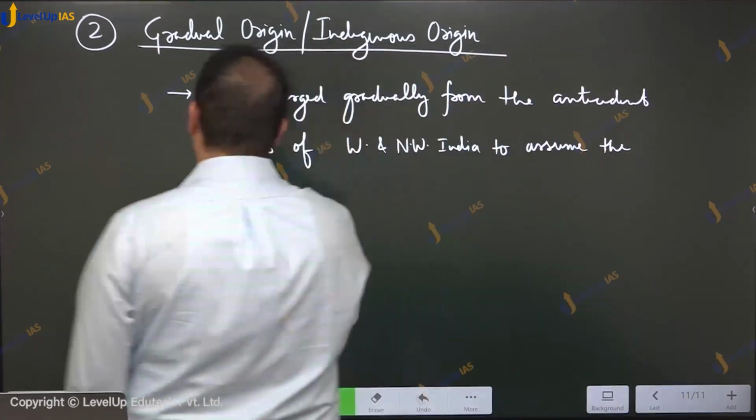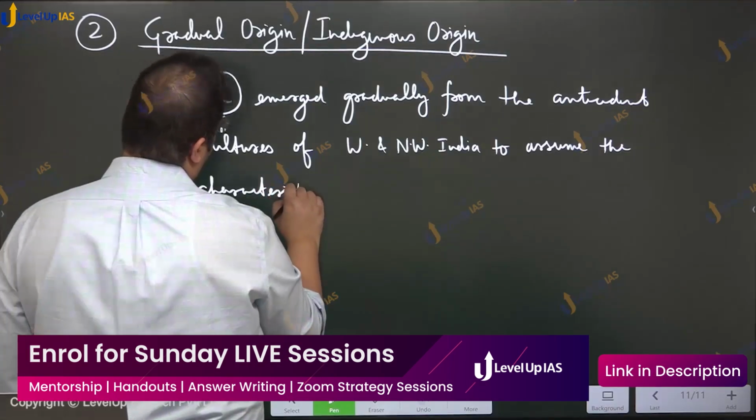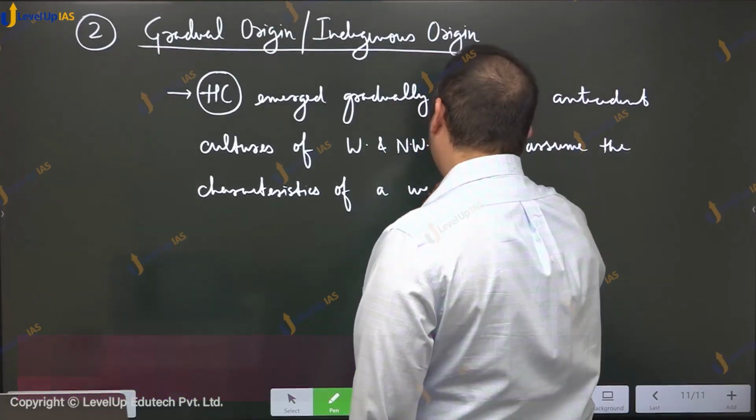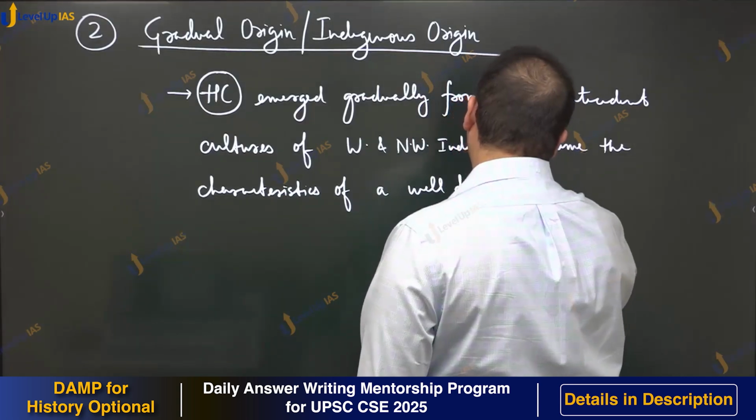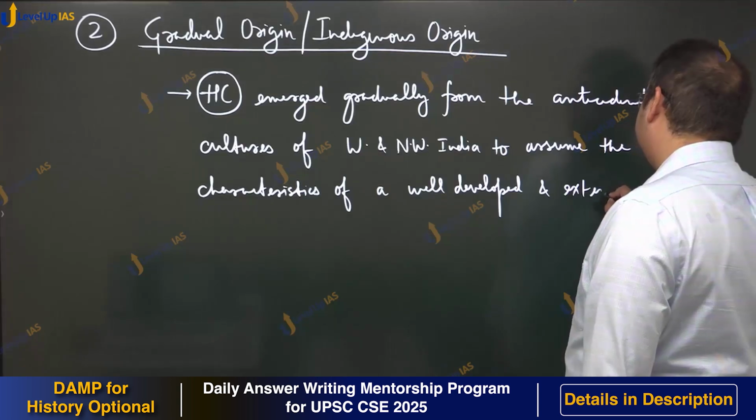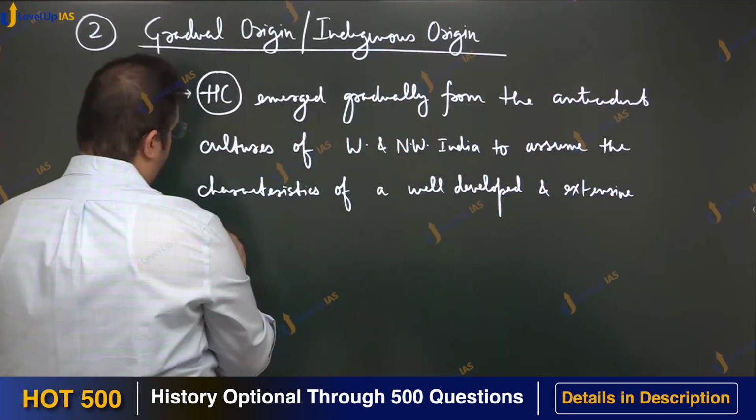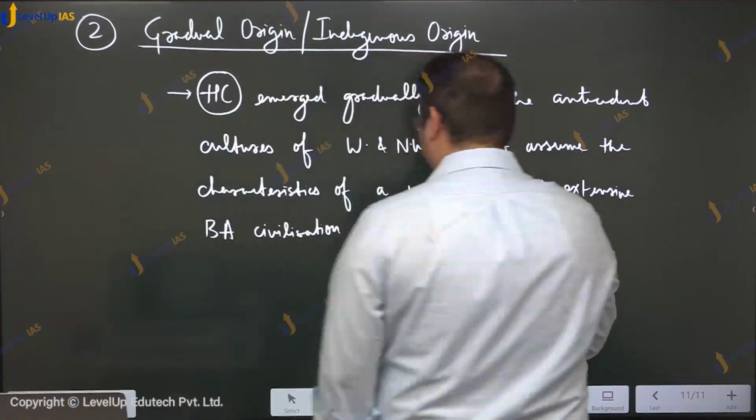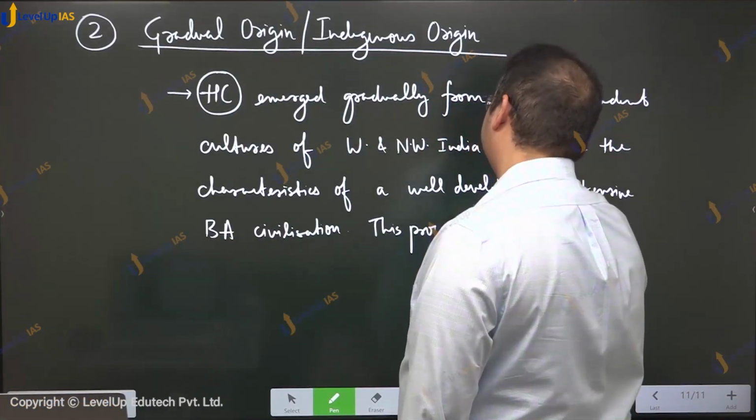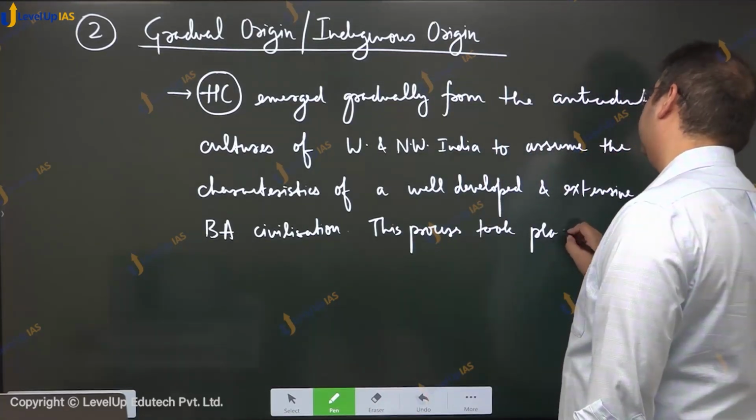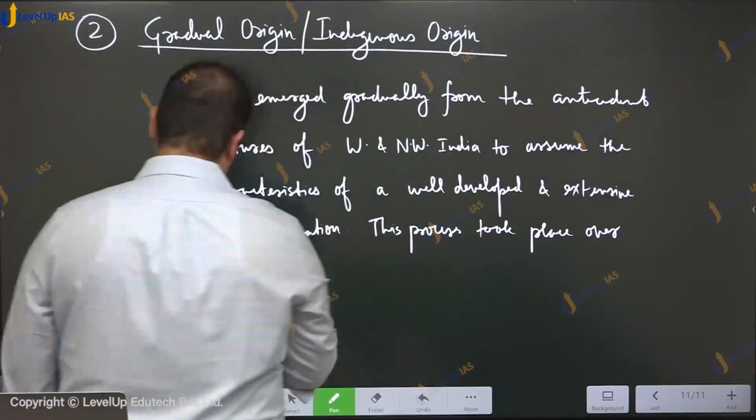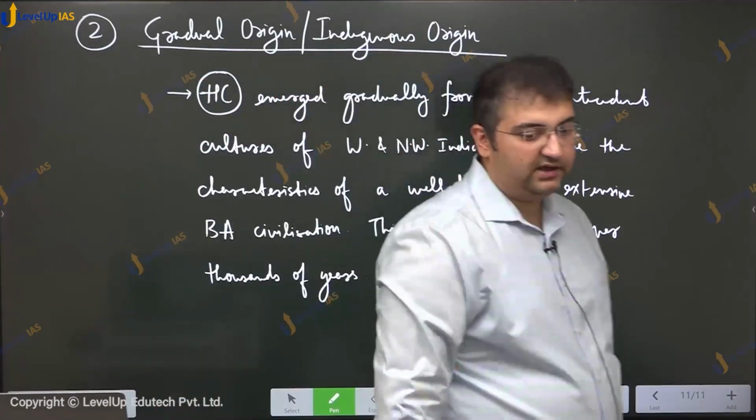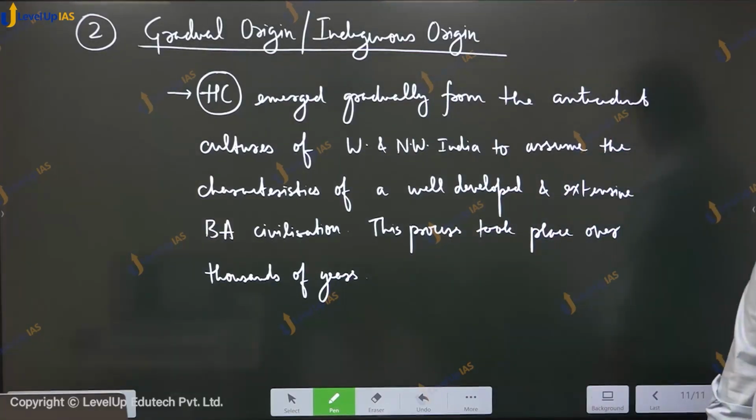to assume the characteristics of a well-developed and extensive Bronze Age civilization. This process took place over thousands of years and not in a matter of a few centuries. Okay?